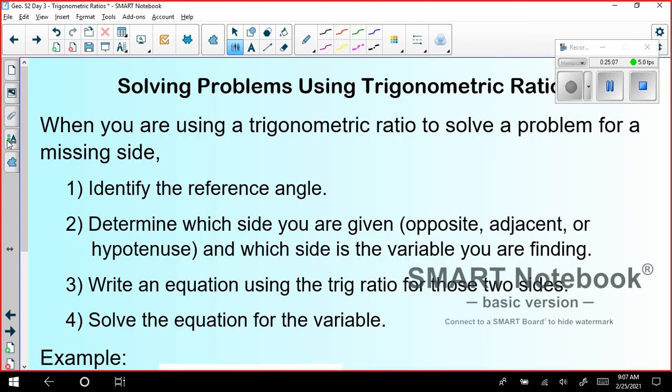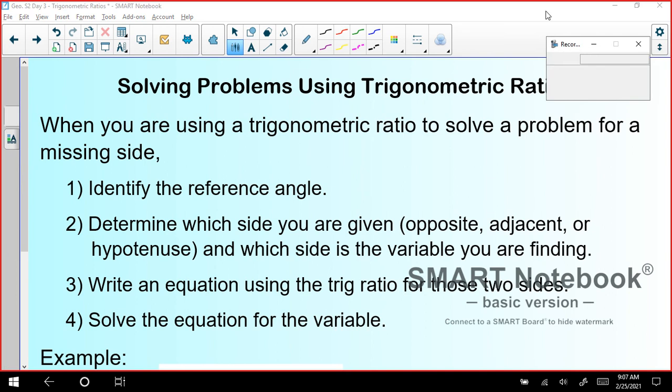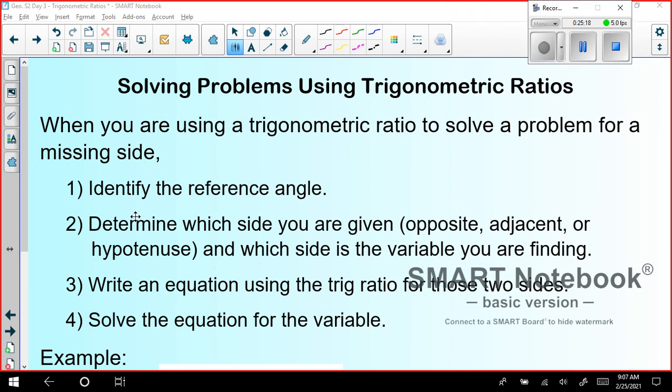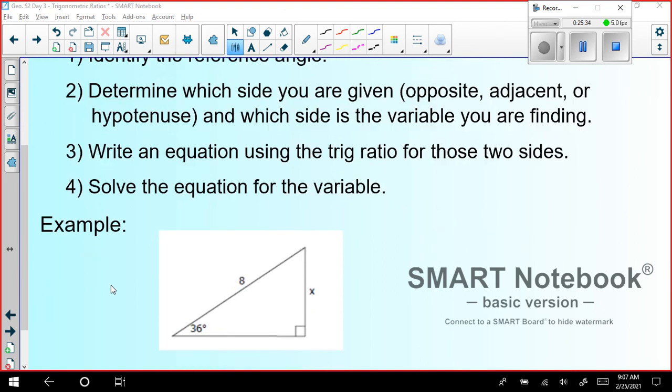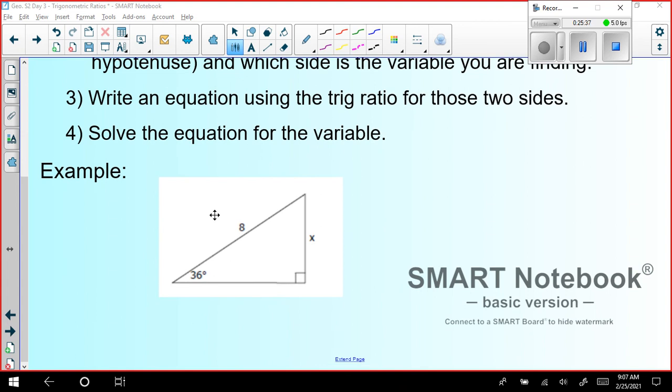We will get across those kinds of problems real quick. Let's see this particular slide: solving problems using trigonometric ratios. The first step is to identify the reference angle, determine which sides you are given, opposite, adjacent and hypotenuse, and which side is the variable you are finding. Then write an equation using the trig ratio for the two sides, and solve the equation for the variable. For example, I'll show one of them one more time. Here, identify the reference angle given.